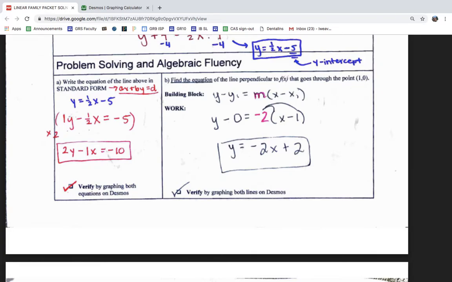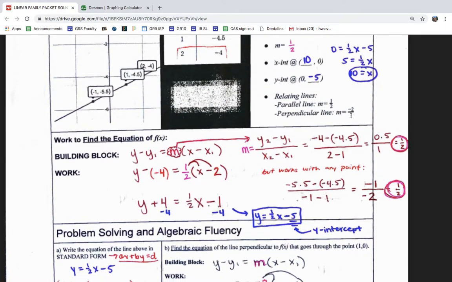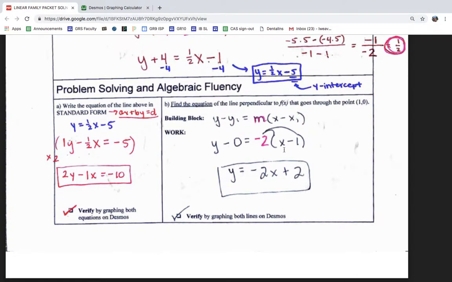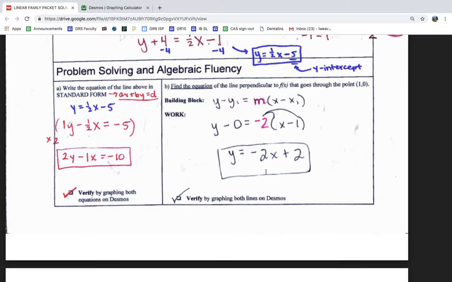Last but not least, find the equation of the line perpendicular. When I'm finding the equation, I always start with my building block. It goes through the point x equals 1, so I put that in for my data point, y equals 0, so I put that into my data point, and since it's perpendicular, my slope would be the opposite reciprocal, negative 2 over 1, or just negative 2. I could stop here, but I could also say y minus 0, that's just y, equals negative 2 times x minus 1, and if I distribute the negative 2, either version works. We can verify this by graphing it on Desmos to double check that it's perpendicular.